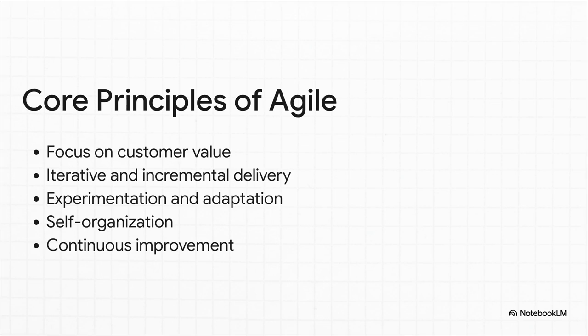So what's the secret sauce? It's really these core ideas. Instead of one giant delivery at the very end, you deliver value in small, repeatable cycles. This gives you the chance to experiment, to learn, and even to fail on a small scale. Every single cycle is an opportunity to get smarter and adjust course. It's less about following a rigid blueprint and more about building a learning engine.